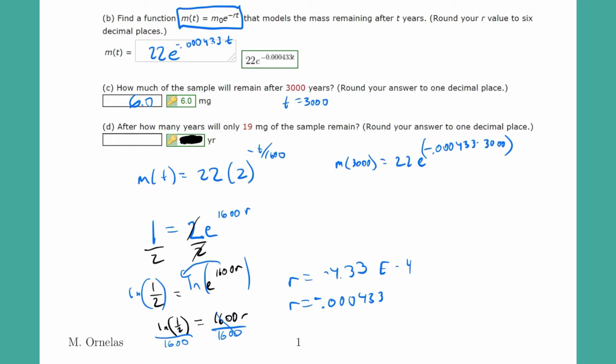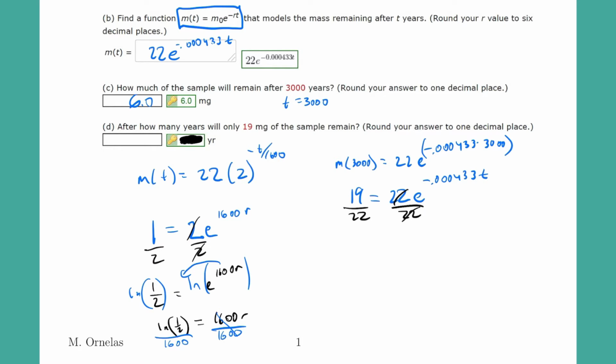All right, after how many years will only 19 milligrams of the sample remain? So only 19 milligrams remains. That means 19 is the remaining amount. And we're starting off with 22, and we want to know what the time is. So we're solving for t this time. So we first got to get rid of that coefficient, 22, divide both sides. I'm going to create some space by erasing this. Now we have 19 over 22 equals e to the negative decimal times t.